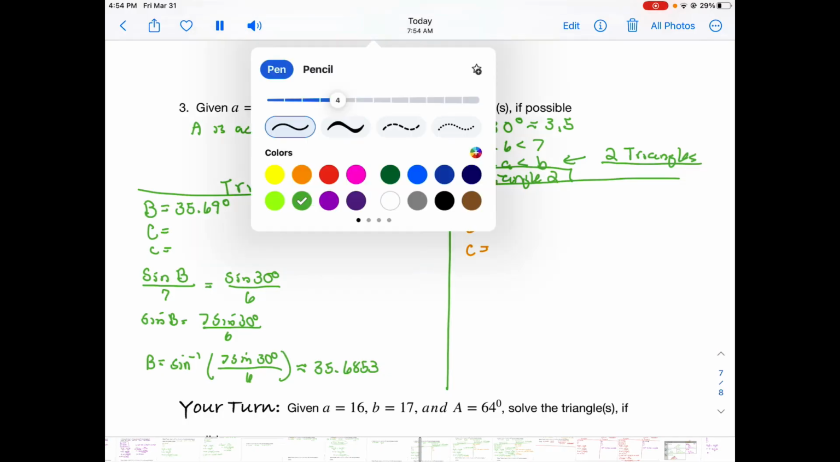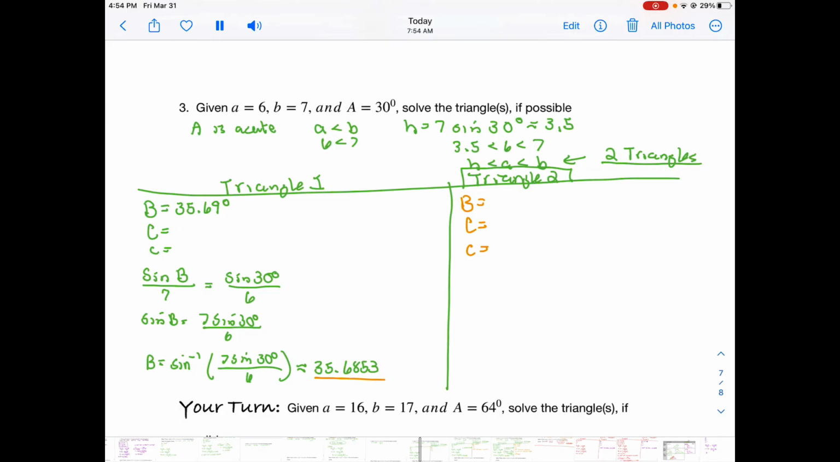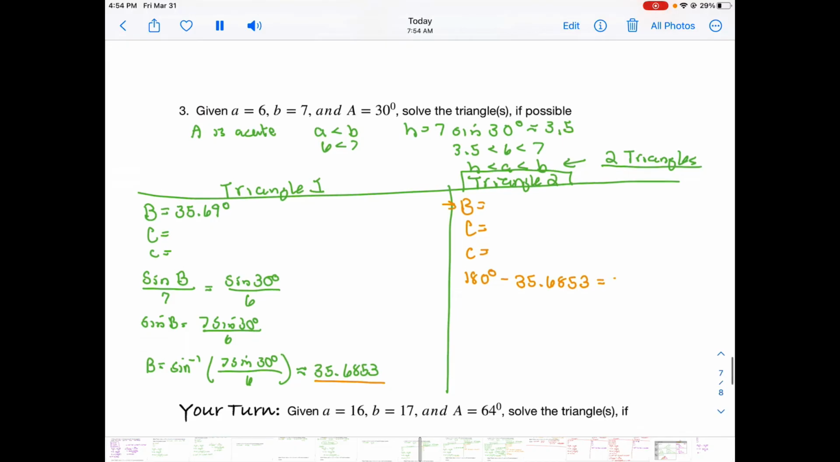And now I need to find the second triangle's angle B. Now how you do this is these two angle B's are always supplementary angles, which means they add to 180. So I just take 180 degrees minus the angle I found from my calculator. And again, I'm going to write all 4 decimal places, since I've asked you to go to 2 decimal places on this practice work here. And so my angle B for my second triangle is 144.31 degrees.